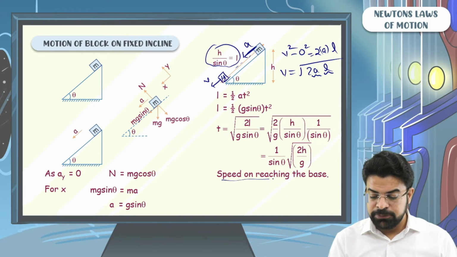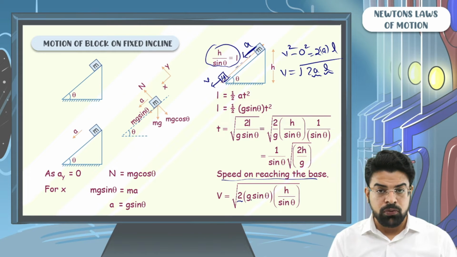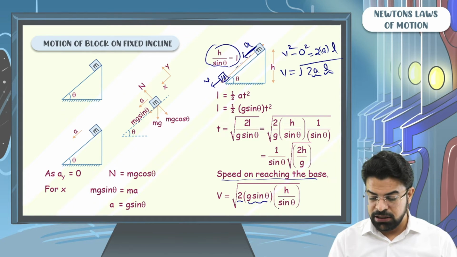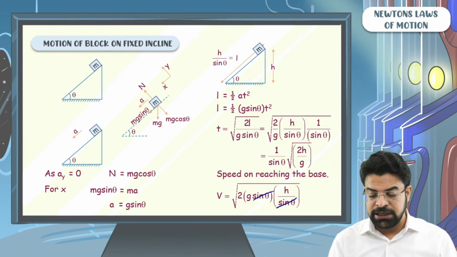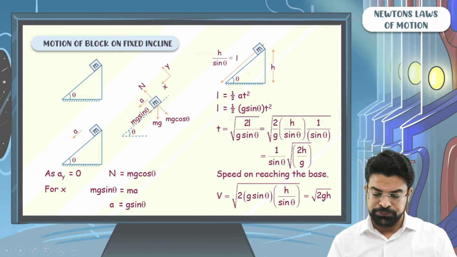So we can say the speed on reaching the base is v equals under root of 2 into acceleration g sine theta into the length, which is h by sine theta. You can see the sine theta terms get cancelled. So the speed at the base comes out to be root 2gh.